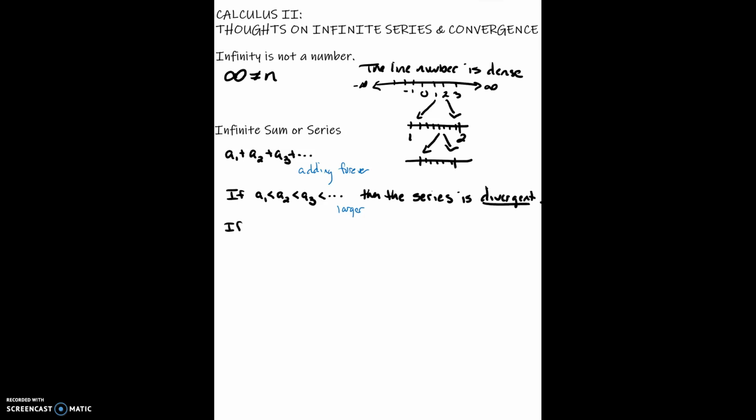Now, if those values are getting smaller, so the first term is larger than the second term, which is larger than the third term, so on and so forth, then the numbers we keep adding are getting smaller. Eventually, they get so small that their value is insignificant. We are adding so little at the end that it doesn't matter. The first terms of the sequence that we're adding add to a number. However, the last terms of the sequence don't change that number significantly because they're so small.